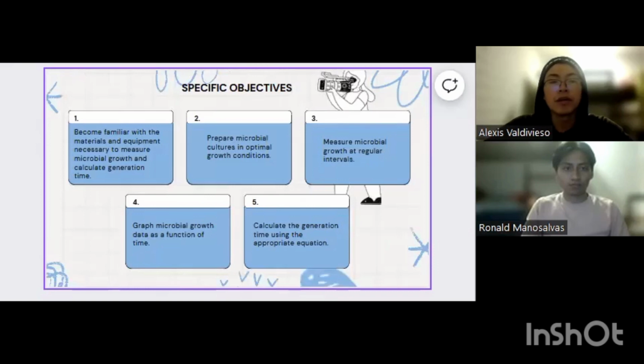were to become familiar with the materials and equipment necessary to measure microbial growth and calculate generation time. Prepare microbial cultures in optimal growth conditions. Measure microbial growth at regular intervals. Graph microbial growth data as a function of time. And finally, calculate the generation time using the appropriate equation.